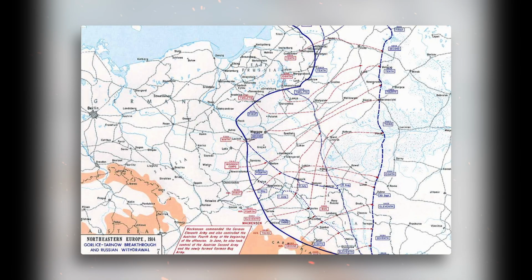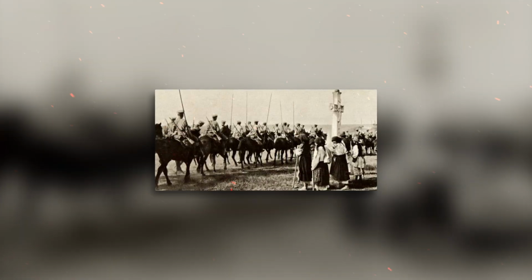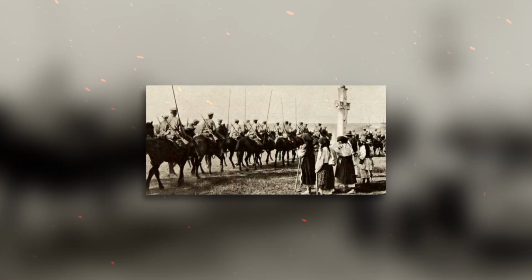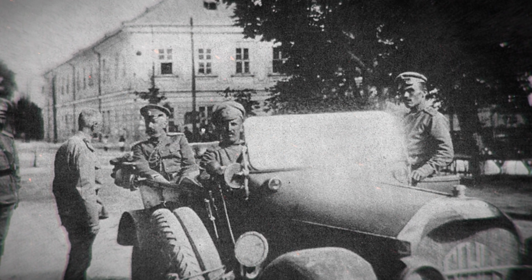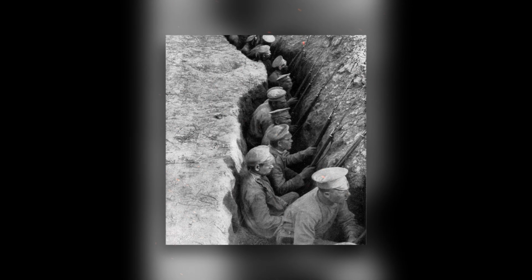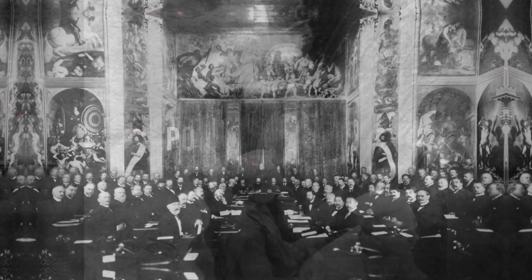Meanwhile, the chaotic retreat of Russian forces from Galicia was accompanied by widespread abuses against Jewish communities and ethnic Germans, including deportations and pogroms, crimes driven by paranoia, nationalism, and military collapse rather than centralized extermination policy.